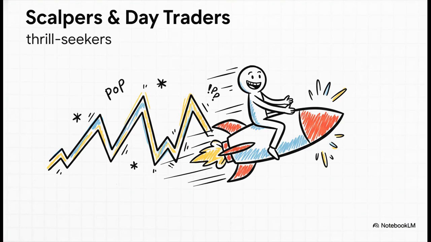First up, we've got the action junkie, the thrill seeker, the short-term trader. You probably know them as scalpers or day traders. These are the people who thrive on that high-speed action, getting in and out of the market, sometimes dozens of times a day, to catch those tiny, rapid price moves.